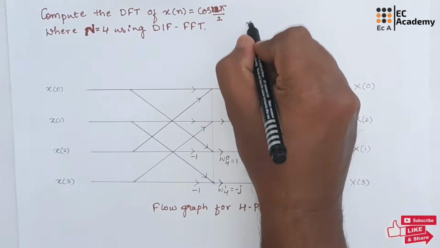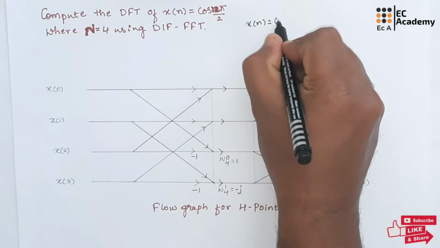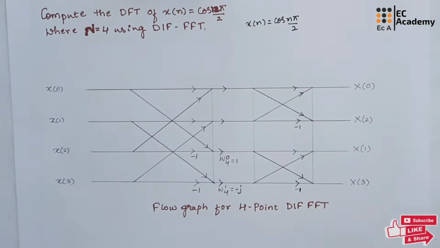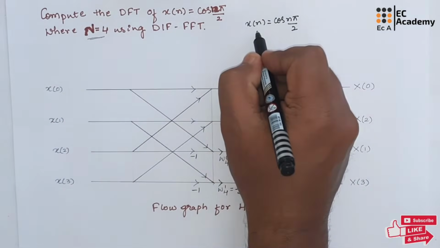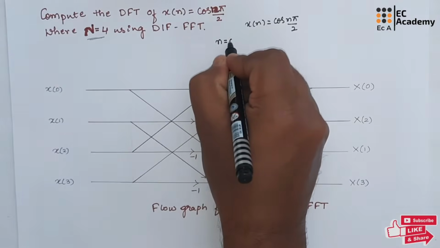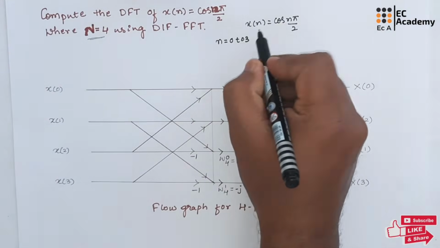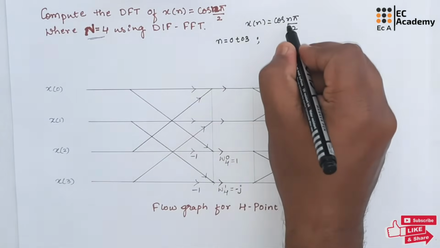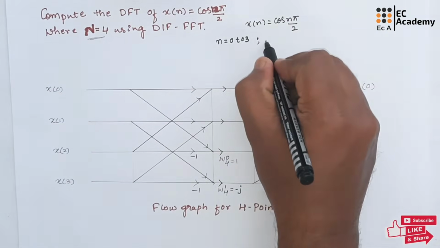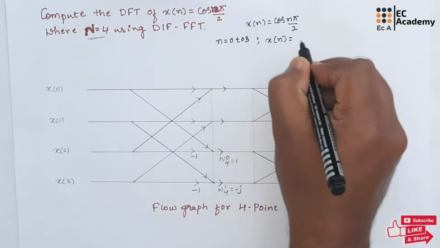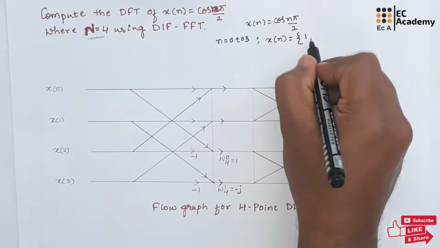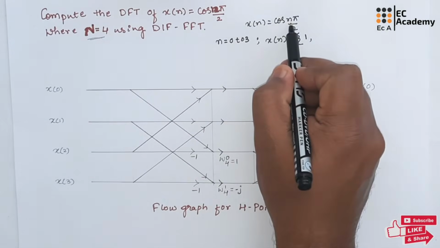Since they have given x of n is equal to cos n pi by 2 and the value of n is equal to 4, we can put n is equal to 0 to 3 to get the sequence of x of n. So, first if we put n is equal to 0 in this term, we will get x of n, the first term, as 1.